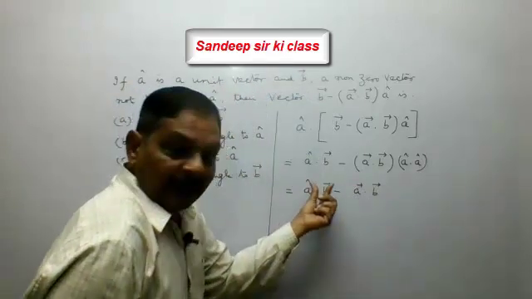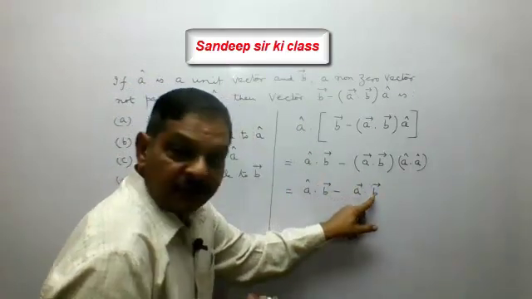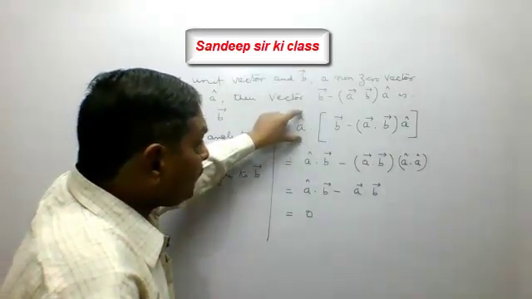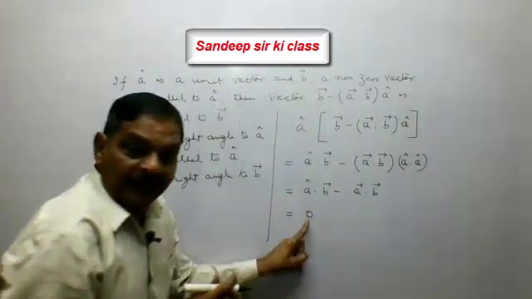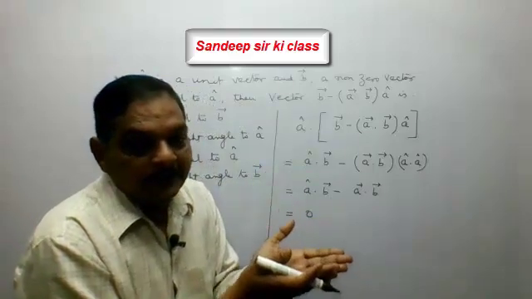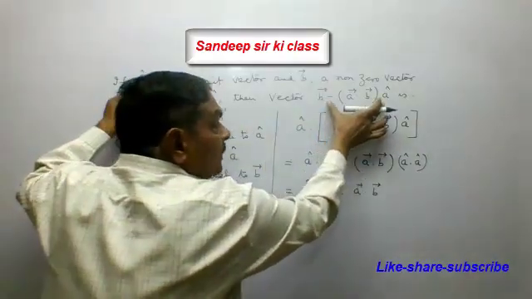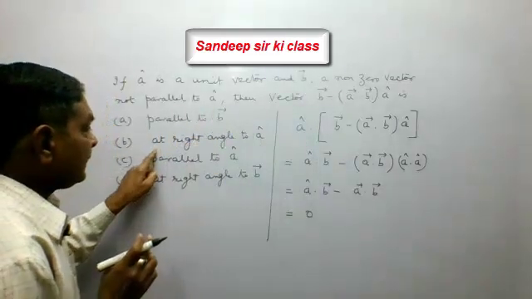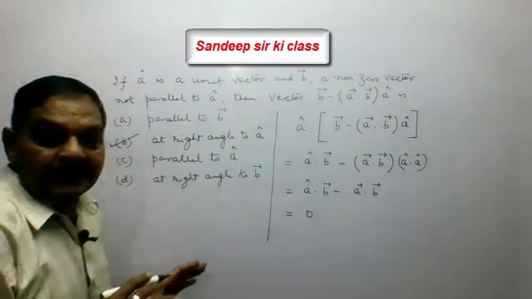Clearly, a is a unit vector, so this minus this will be equal to 0. That is, if we are taking the dot product of a cap with this vector, then we obtain 0. And if two vectors have dot product 0, then they are at right angles to each other. So a cap is at right angle to this vector. So which option is correct? This vector is at right angle to a cap. Our option B here is the correct option.